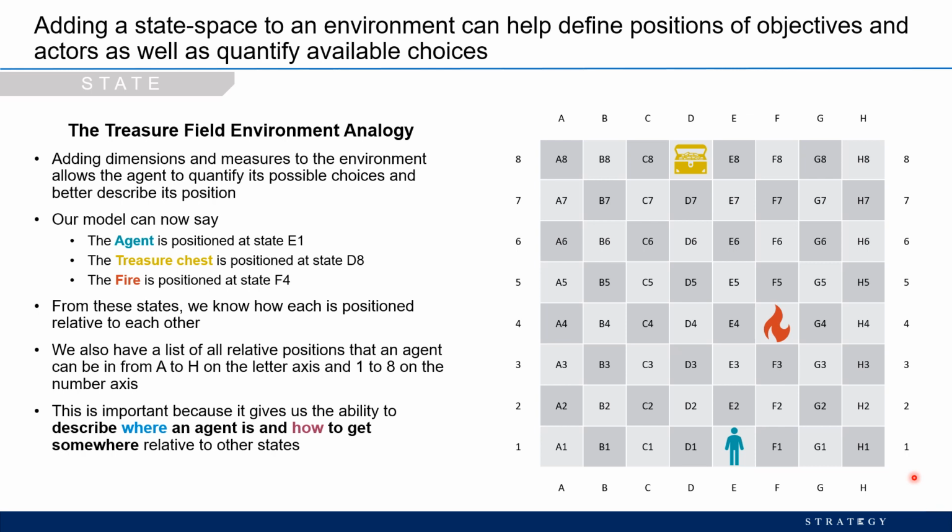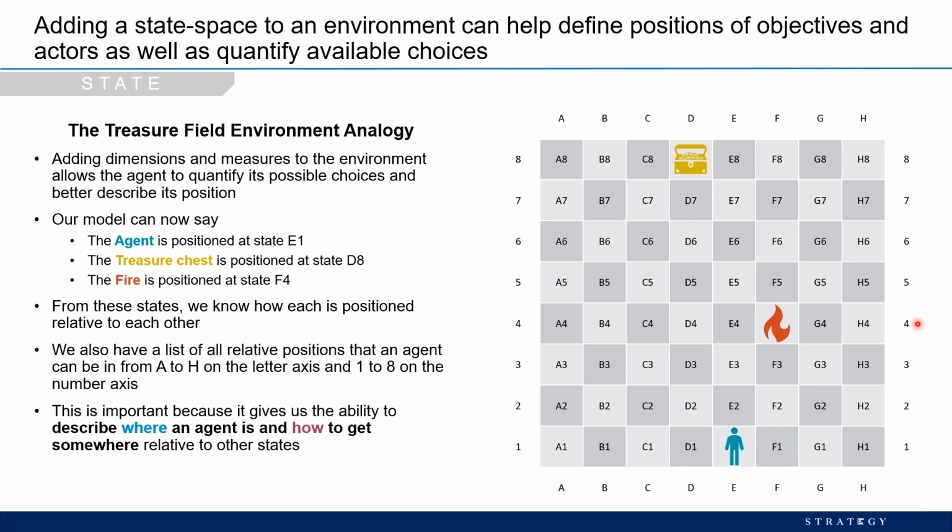Now, it's important to realize that this is a model, that this agent probably does operate on a continuous analog spectrum. So for instance, it is possible to be in between states, but for the sake of simplicity in our model, we want to keep it so that the agent can only be in one state at a time.